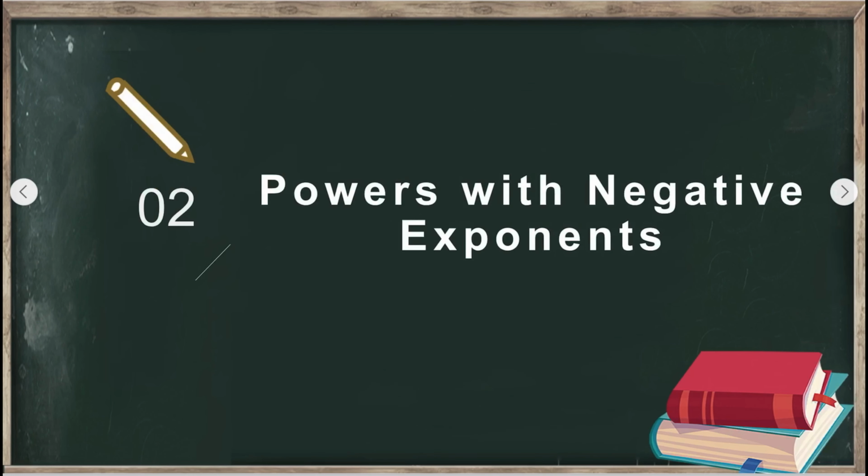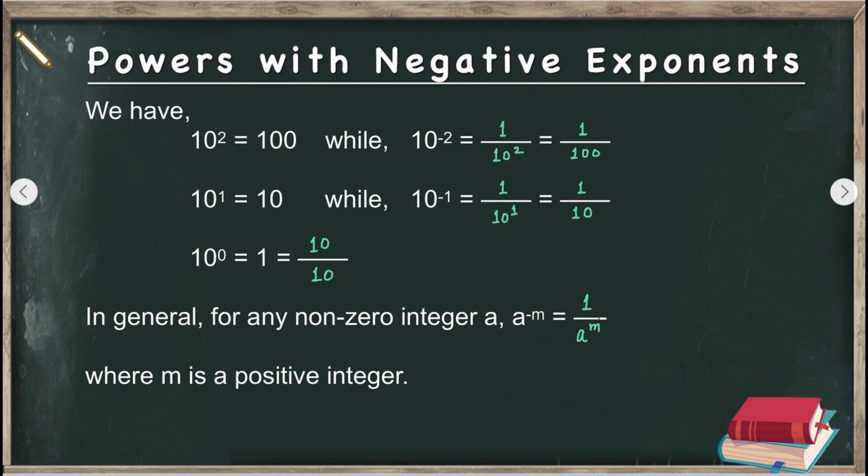Let's move ahead. We have powers with negative exponents. That means a negative exponent means the exponent can have a negative value also. If we have 10 raised to power 2, that is 10 power 2, it means 10 is multiplied by 10 two times. So 10 into 10 will give us 100.